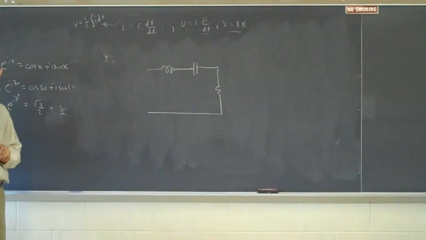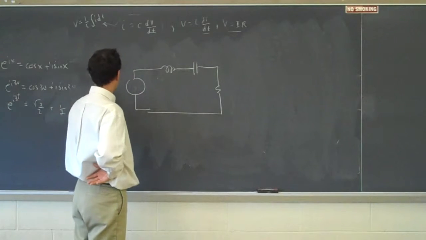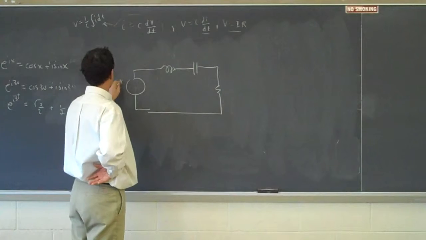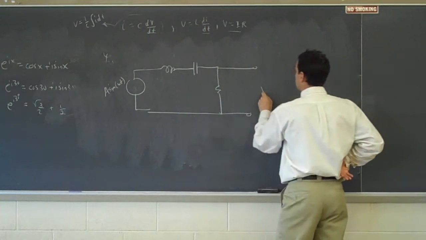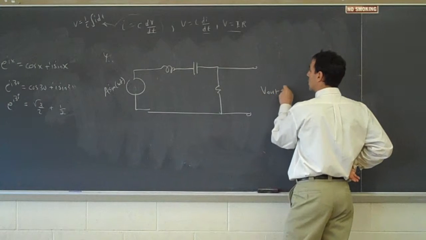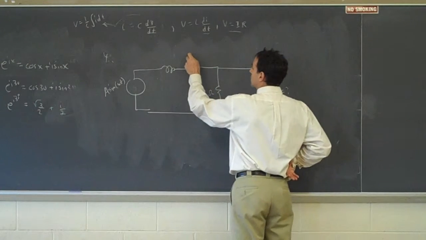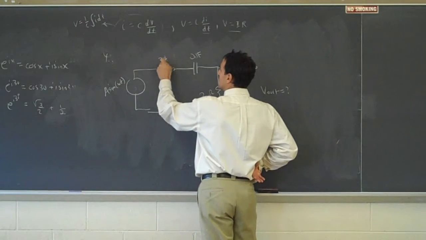Inductor, one capacitor, one resistor, all in the same circuit. I apply some voltage here, A sine omega t, and I measure V out over here. This is 2 ohms, that's 0.1 farads, and this is 3 henries.